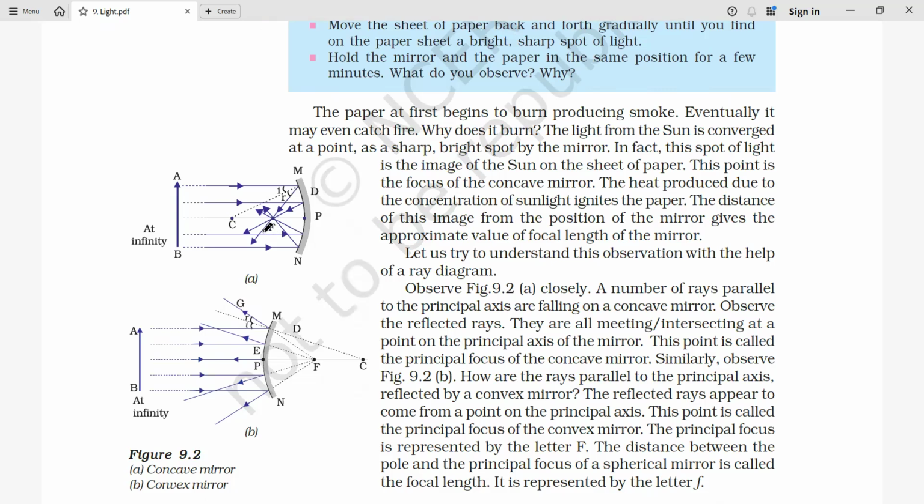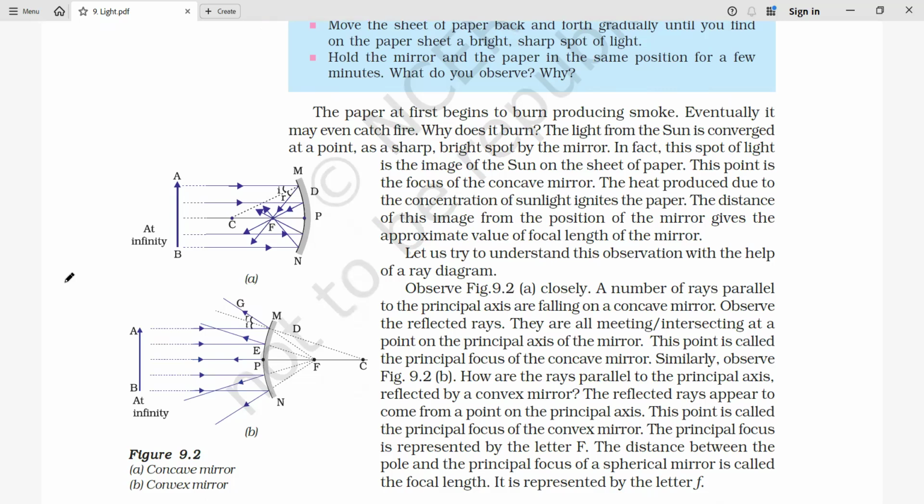Like in the case of sunlight, the rays coming from infinity, since the sun is very far from us. Now if you are able to find the focus of that mirror and keep a piece of paper at that focus, then after reflection, rays are going to pass through that point, and due to that it will burn. So convergence of light helps us to produce heat.